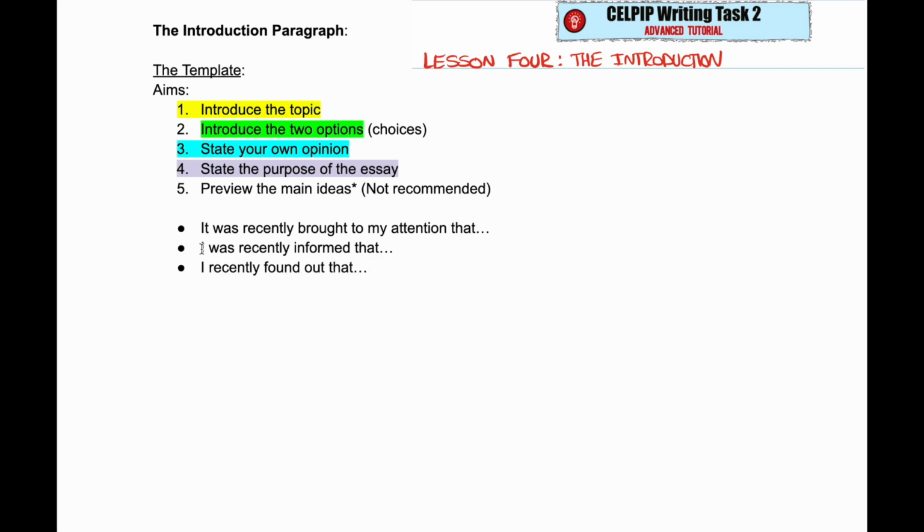Now, you can follow these structures with something like, someone is considering something. For example, you might say, I was recently informed that management is considering prepackaged lunches. Or, I recently found out that the school is considering a change to the students' curriculum. As you can see, in both cases, I've used a noun phrase to stand in for something. Prepackaged lunches and changes to the school curriculum.